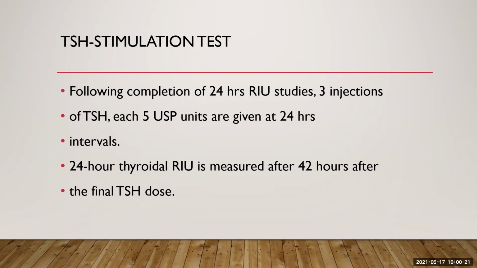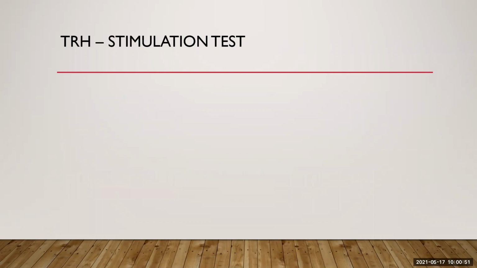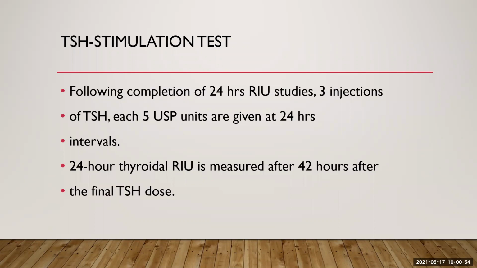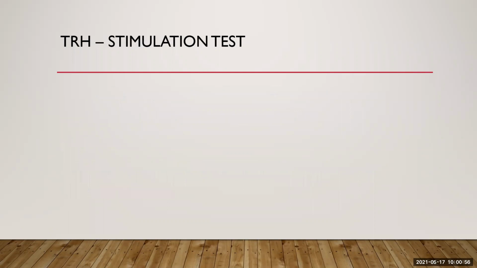Now, let us understand the methodology first. It's very simple. An external TSH is given, 5 USP is the unit, and given every 24 hours for 3 days. And after 24 hours of injection, thyroid iodine uptake is measured. So that means it will be measured after 24 hours, after 48 hours, and after 72 hours of the TSH dosages. So see if this is having an effect on stimulation or not.